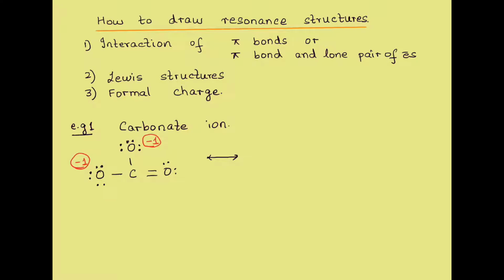When we draw resonance structures, we talk about interaction between pi bonds or between pi bond and lone pair of electrons. Now, in order to show those pi bonds and lone pair of electrons, I'm taking an example over here, carbonate ion. In the case of carbonate ion, this is a Lewis structure that we've already discussed. Now, what is the other possibility that we can have in drawing this carbonate ion?